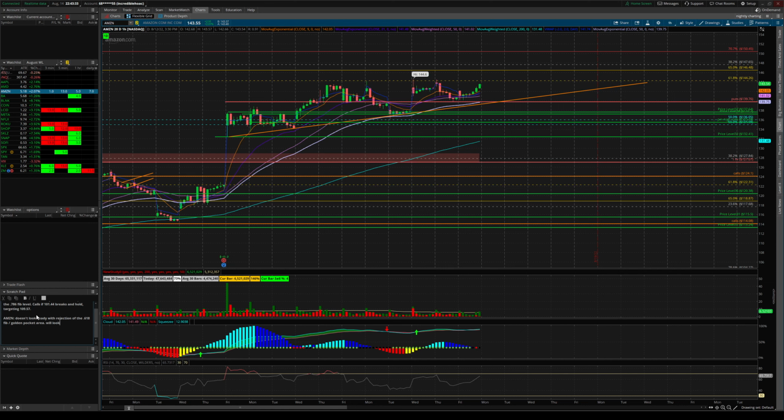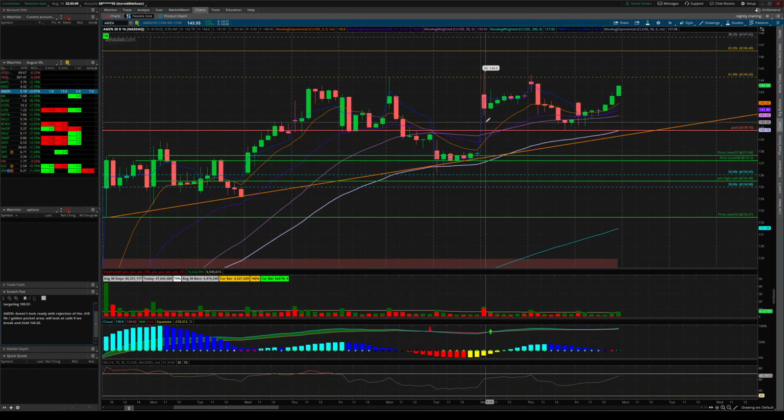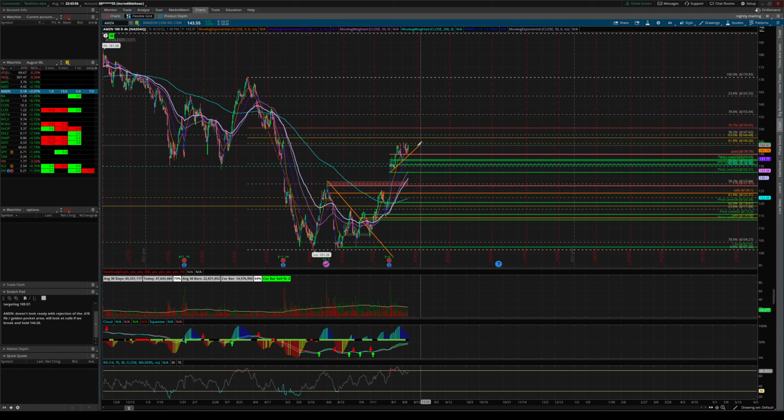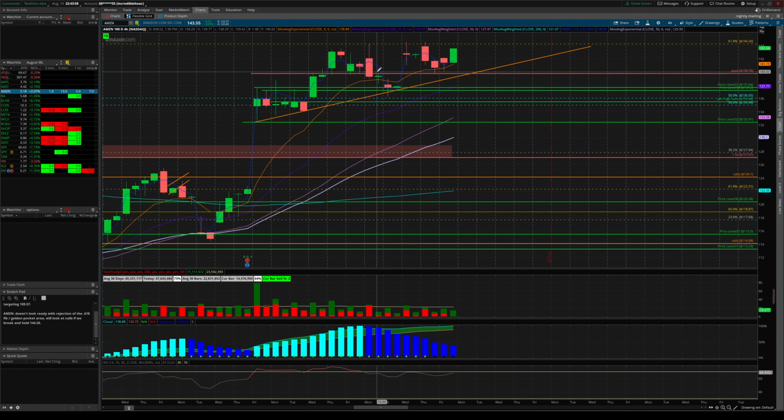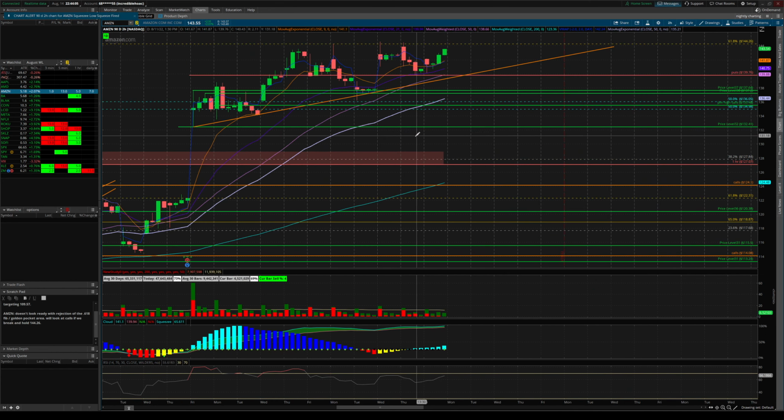We'll look at calls if we break and hold 144.26. Now let me just look a little bit closer to see if I see any kind of demand zones, which I actually do not, even on the 1 hour. Let me just go back 3 hour, maybe. Nope. See, there's a lot of gap ups too. 2 hour. No. All right.